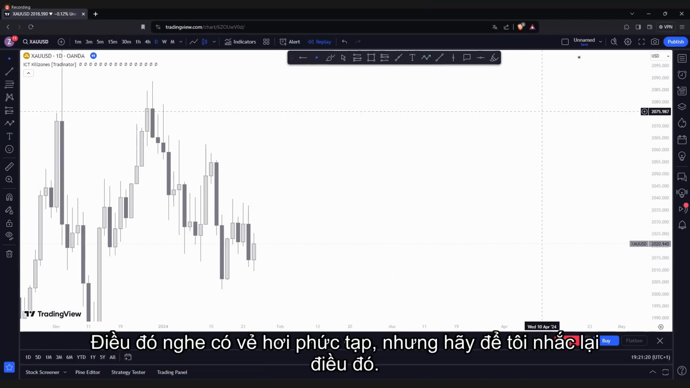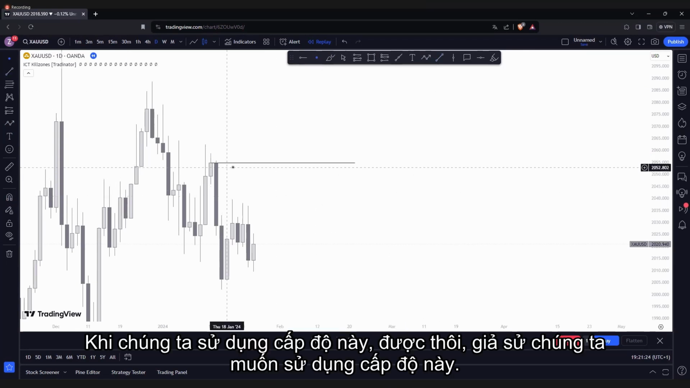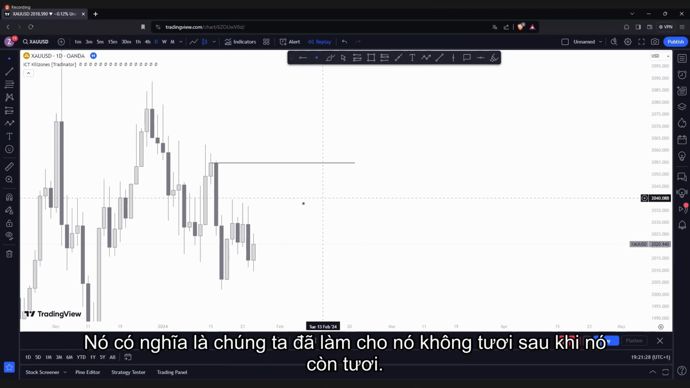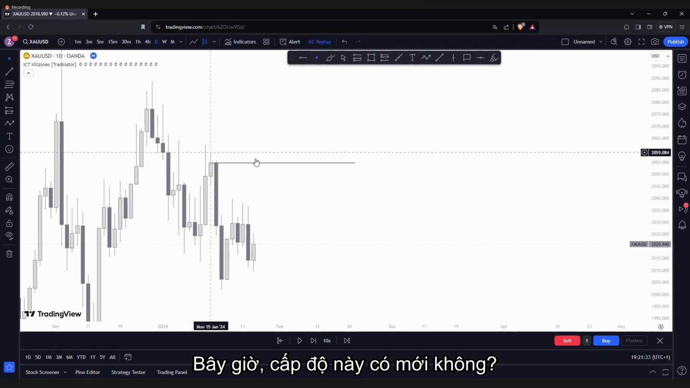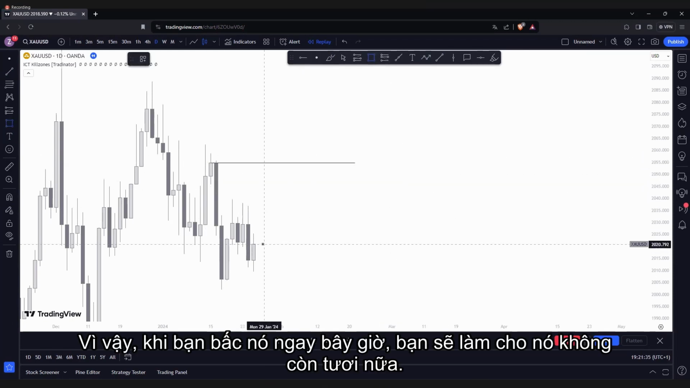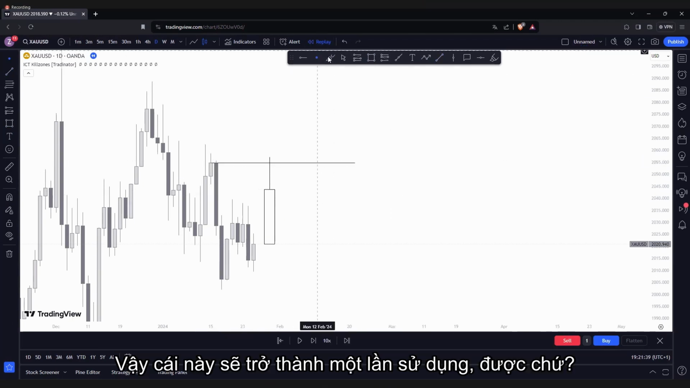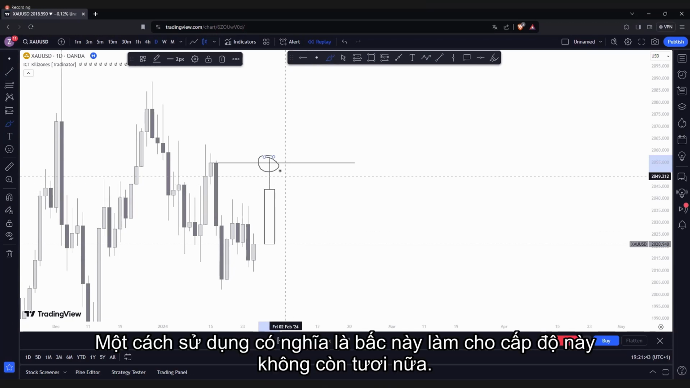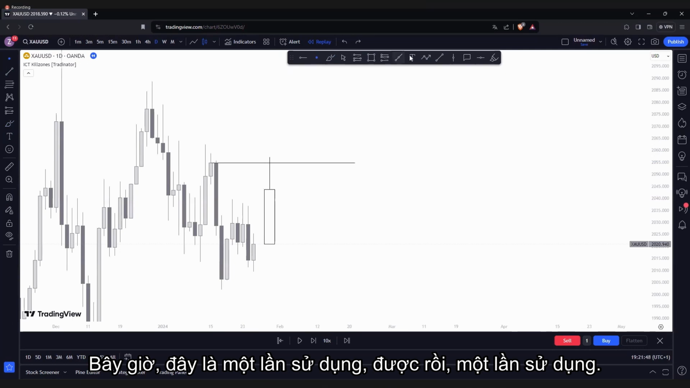That might sound a little bit complicated, but let me just repeat that. When we use the level, let's say we want to use this level, it means that we made it unfresh after it was fresh. Now, is this level fresh? Yes. So when you wick it right now, you're going to make it unfresh. So this becomes one use, meaning that this wick made this level unfresh. This is one use.